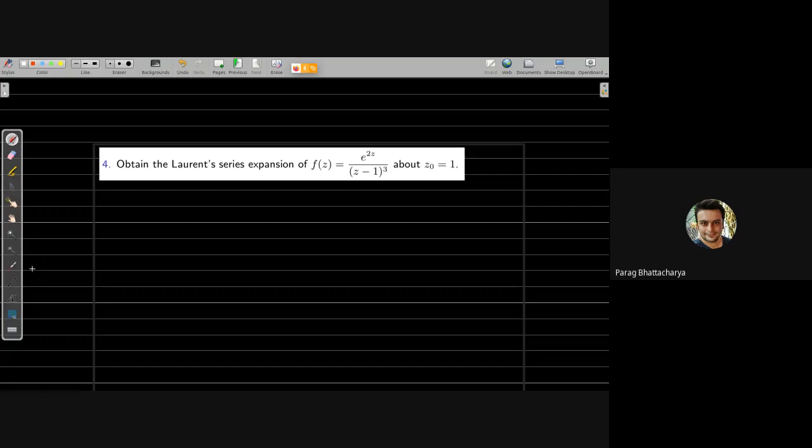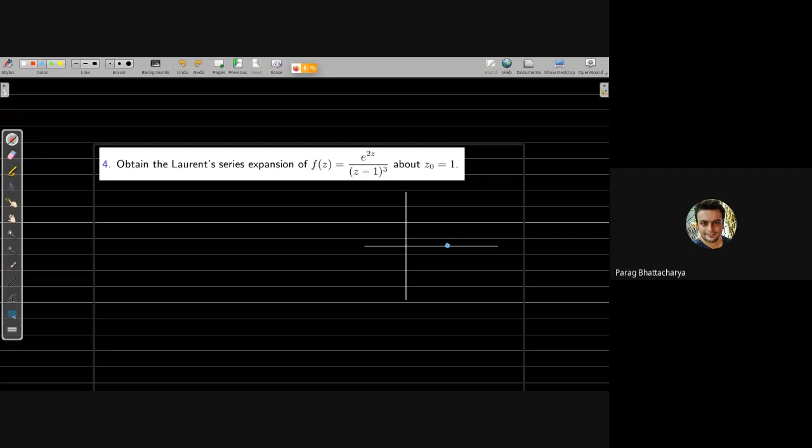Let me draw the complex plane. What is the difference between this problem and the previous problems that we have done? The difference is basically this. Here the point z naught that we're talking about is z naught equals 1. So this is the point that we're talking about. This is your z naught equals 1.